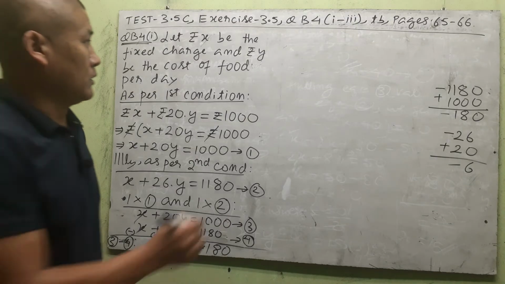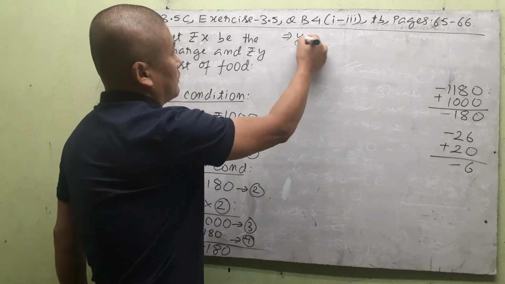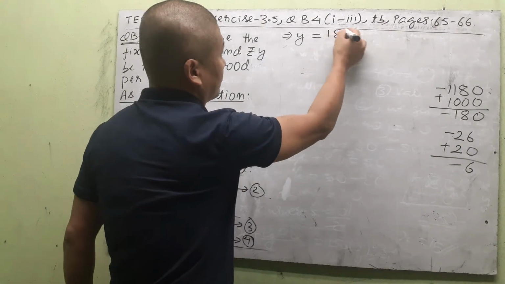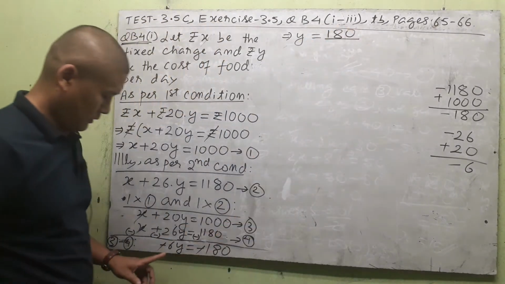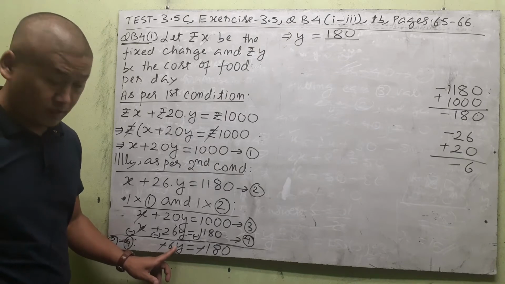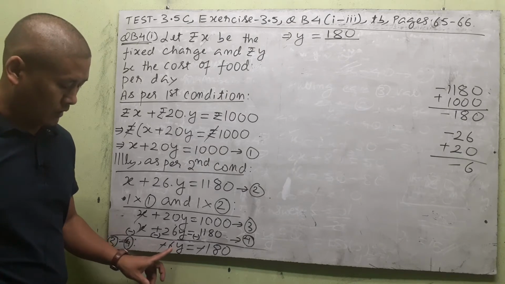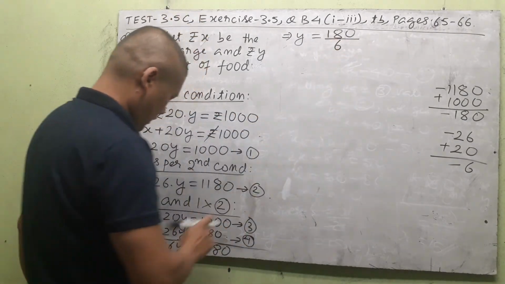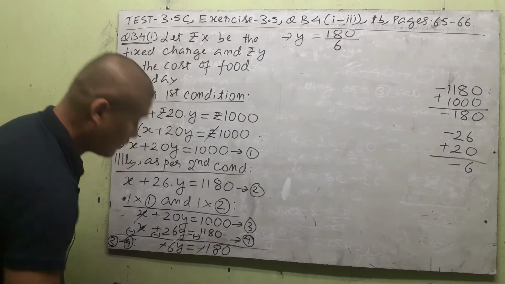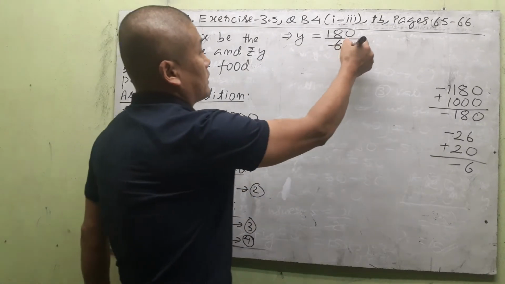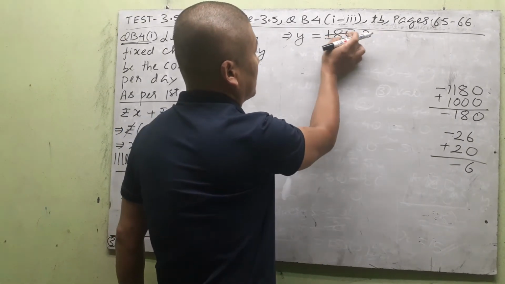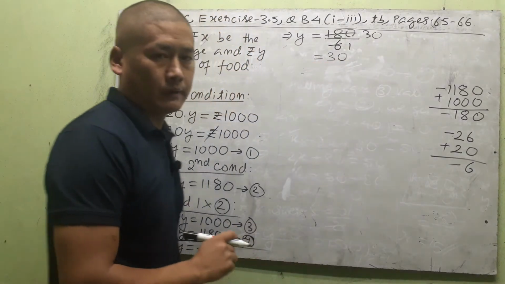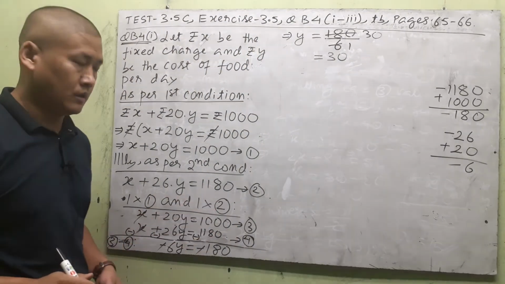The next step implies y will be equal to 180 divided by 6, because between this 6 and y nothing is there, meaning the sign is into, so 6 into becomes divided by 6 and goes down. That's how we write it. Then 6 ones are 6 and 6 threes are 18, and 6 zeros are 0. So the y value is 30, right? I hope you're getting it. We're doing elimination.